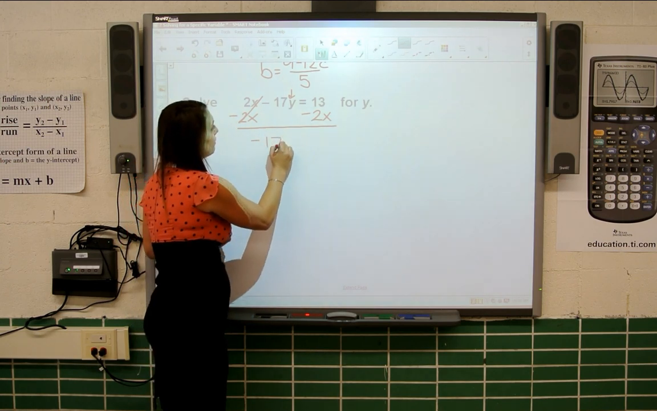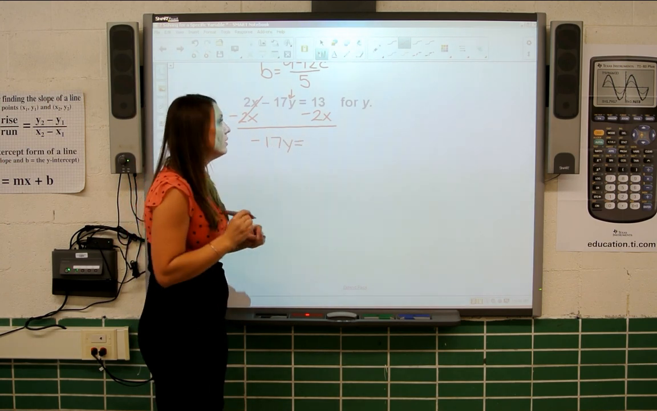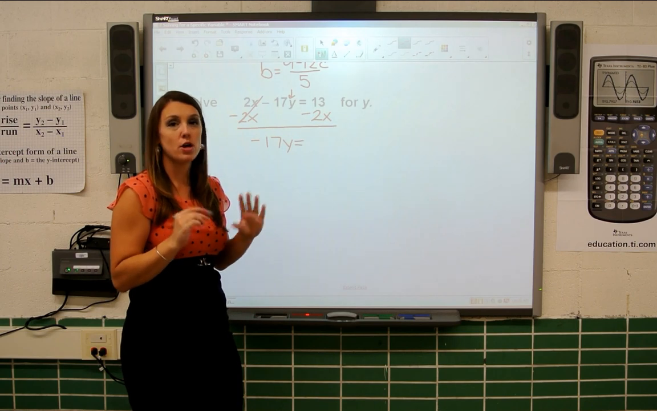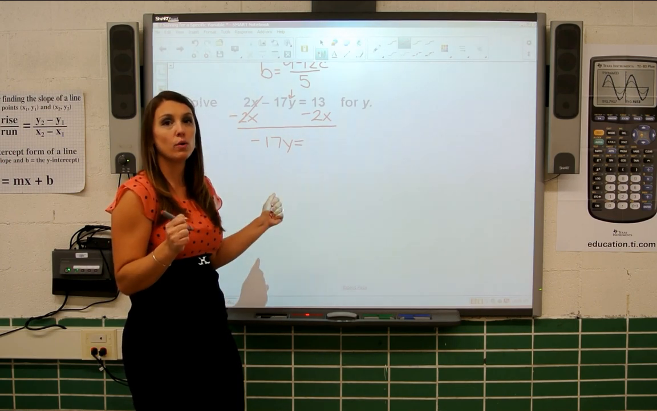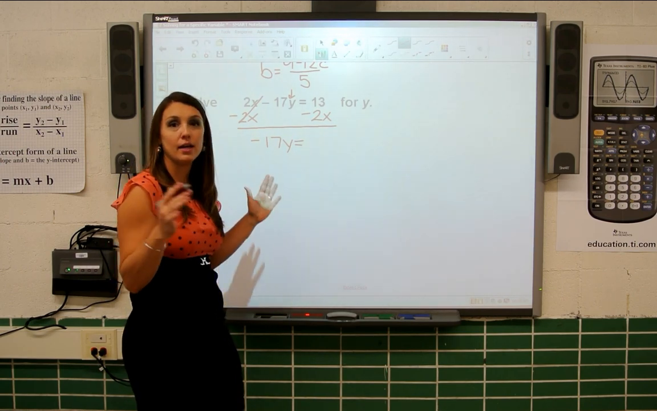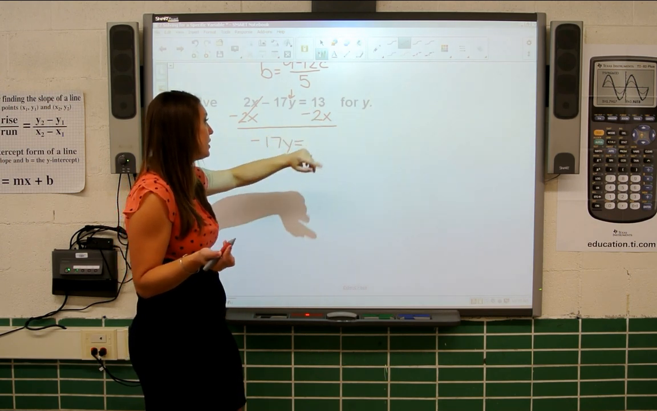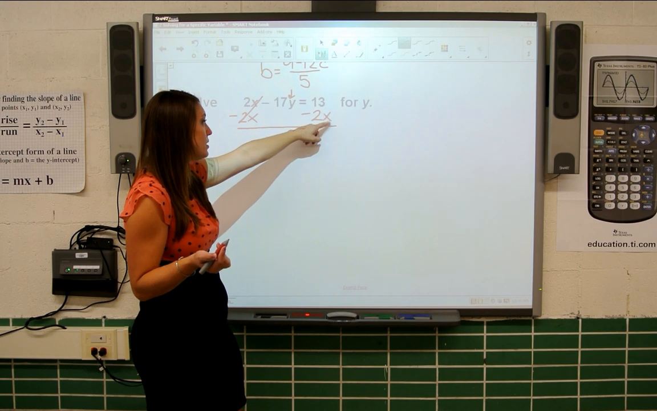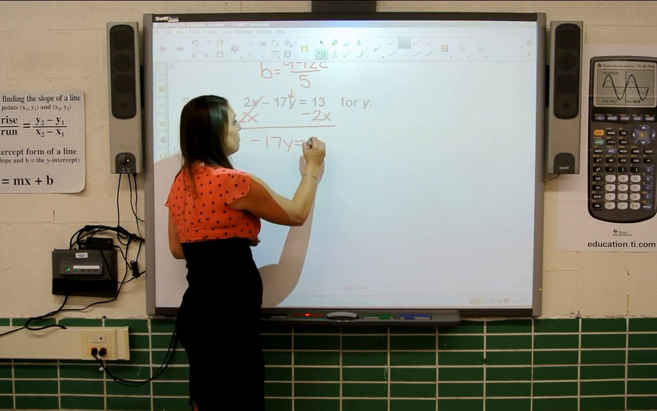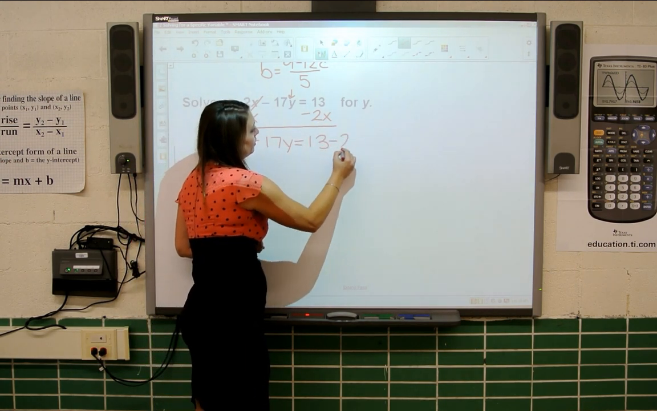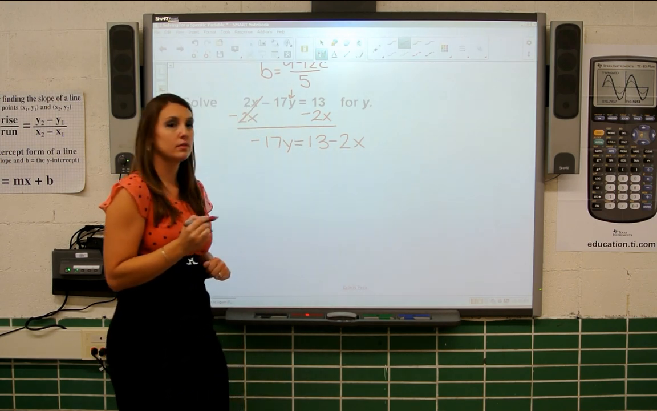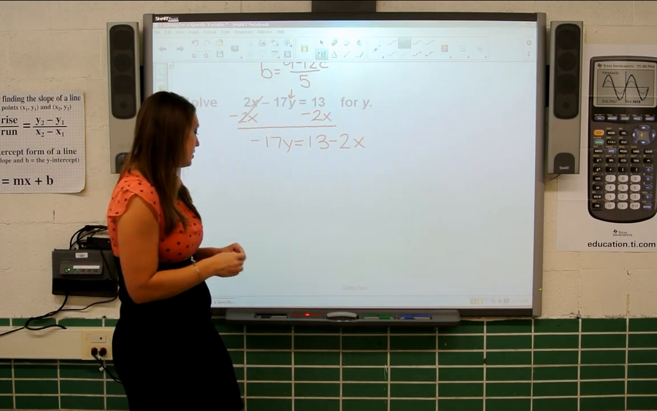So it's going to be negative 17y equals, and again, just like the last problem, those are not like terms. Doesn't matter what order you put them in, but you definitely cannot combine that to 11x. Okay? You have to keep them separate. This is a constant. This has a variable. They're unlike. So I'm just going to go ahead and write 13 minus 2x. Okay? On to the second step.